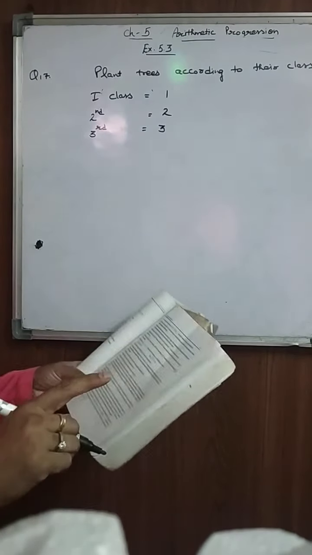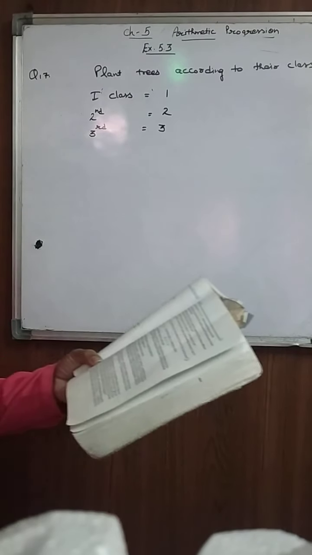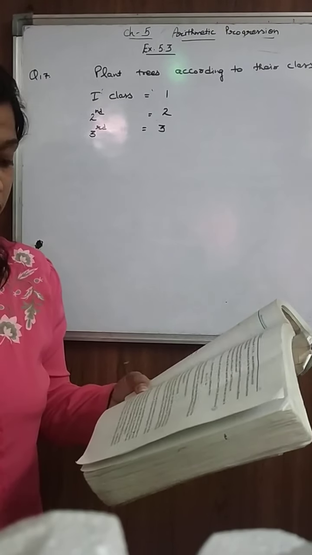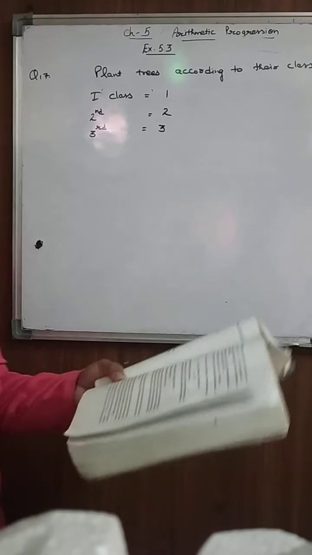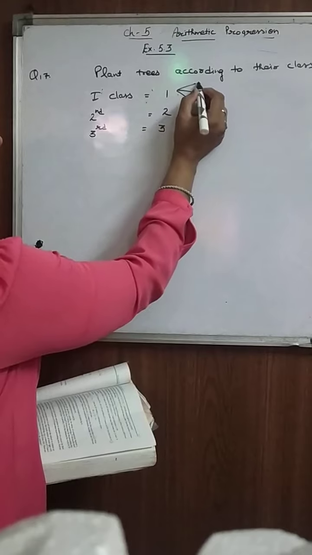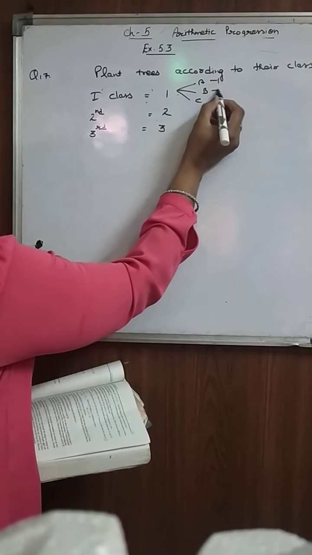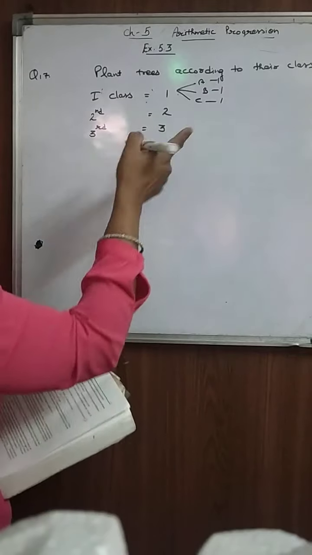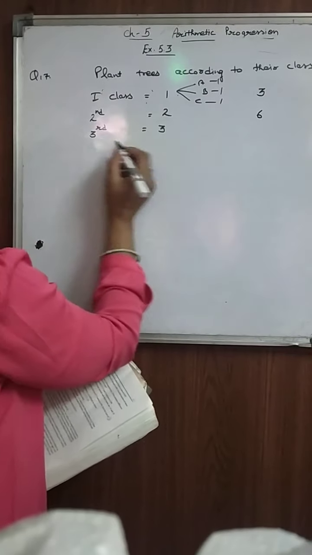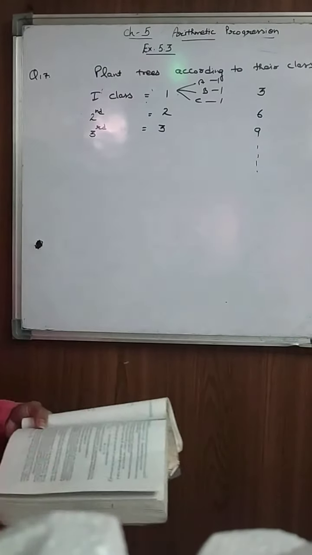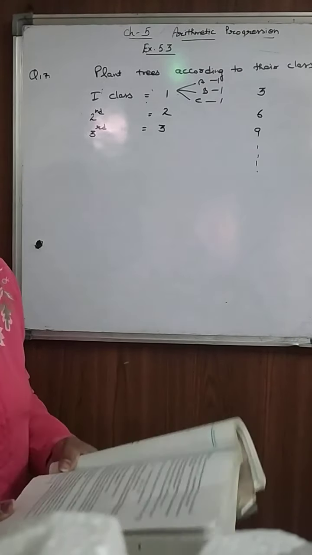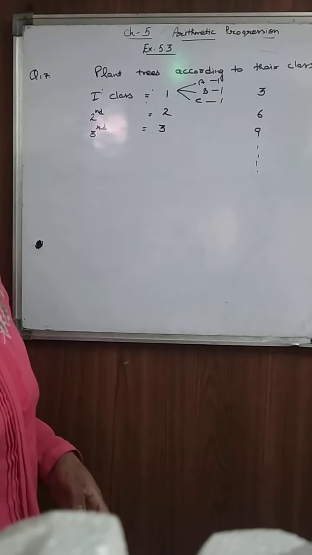But one more thing is given to you. He is saying that there are 3 sections for every class. So if there is first class, they have 3 sections, suppose A, B and C. So A will also plant 1 tree, B also and C also. So it means first class 3, second class 6, third class 9 and so on. This will be your AP series, and we need to find how many trees will be planted by the students if the classes are there till 12.